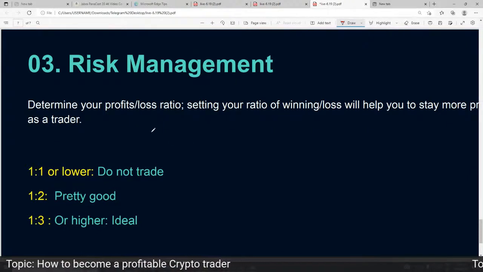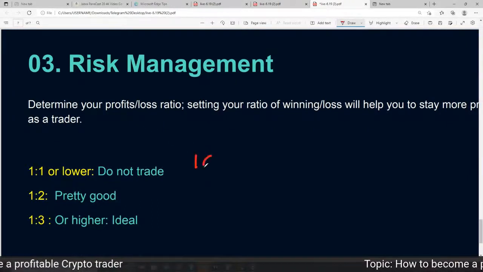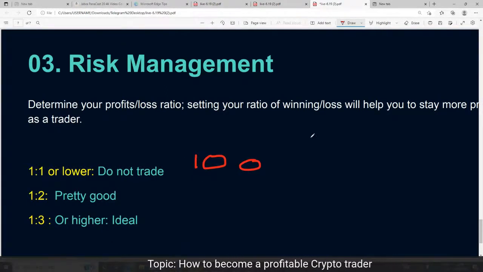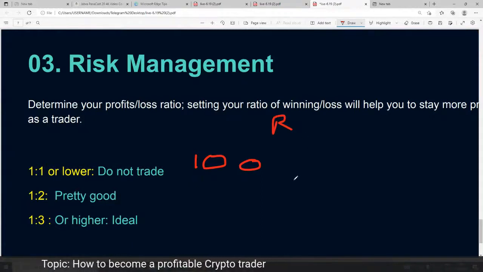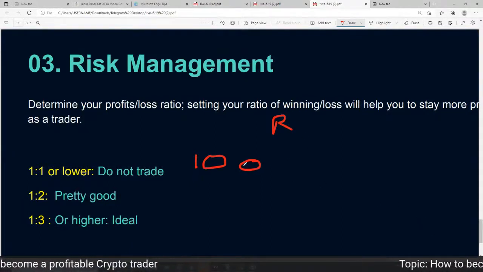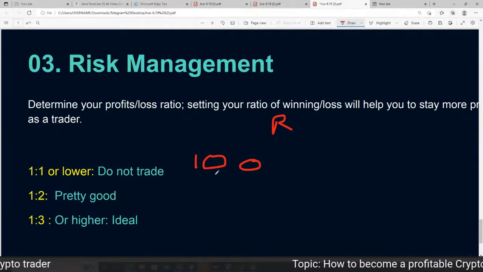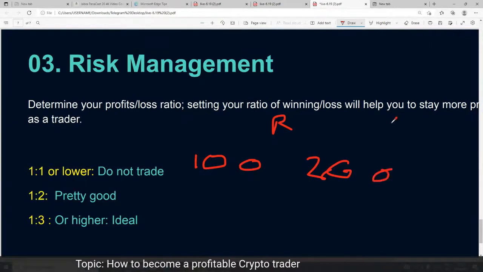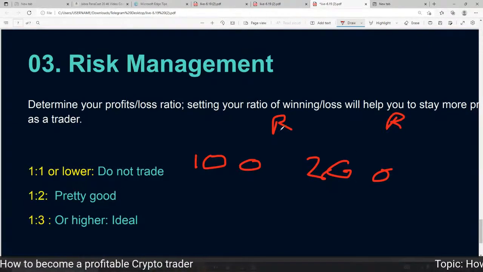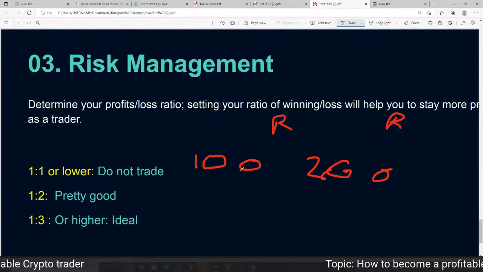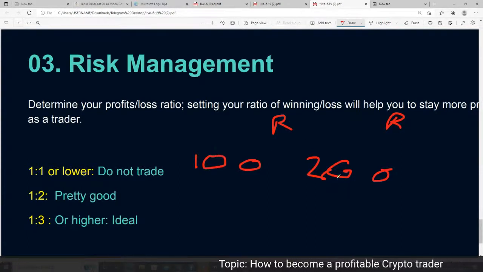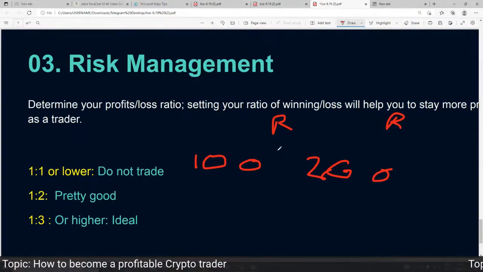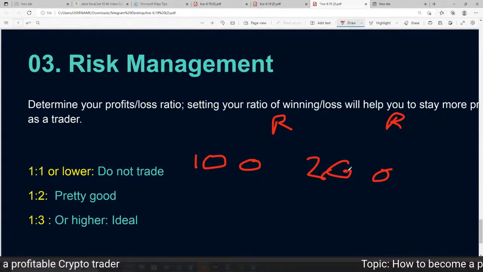Okay. Now you used $100 to open a trade. This $100 is your risk, your R, first R. Now you want to make $200 from this $100. Then that $200 you want to make is your second R. This is your risk and this is your reward. You are risking $100 to make $200. Now here is what comes to play. You are risking $100 in order to make $200.